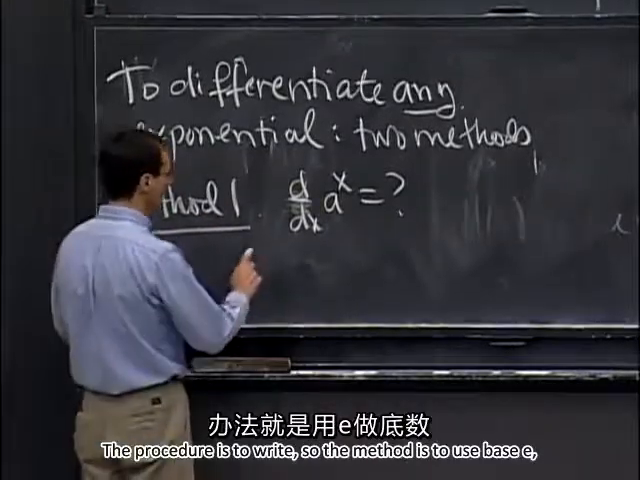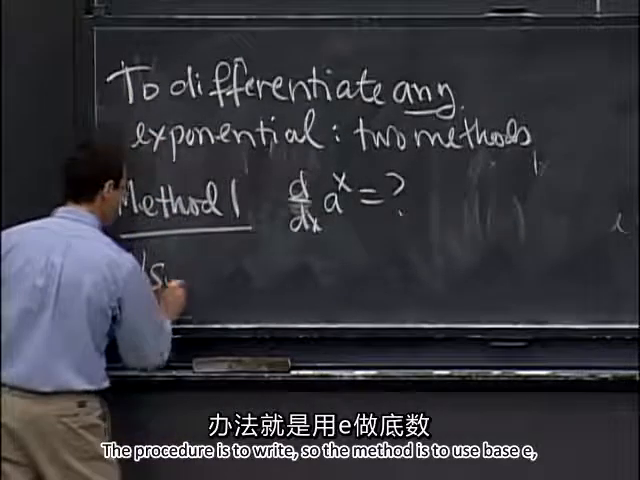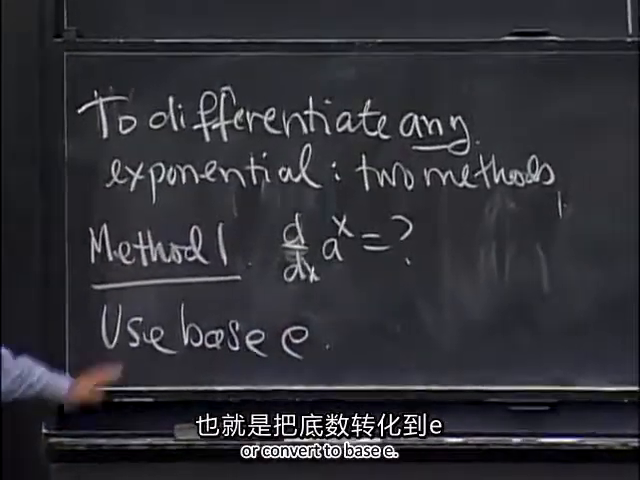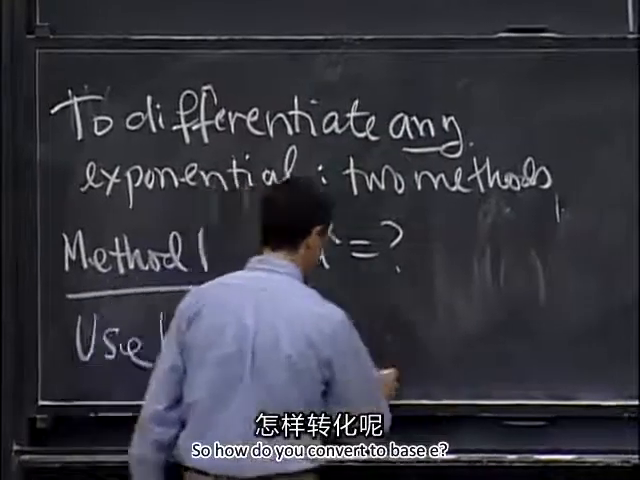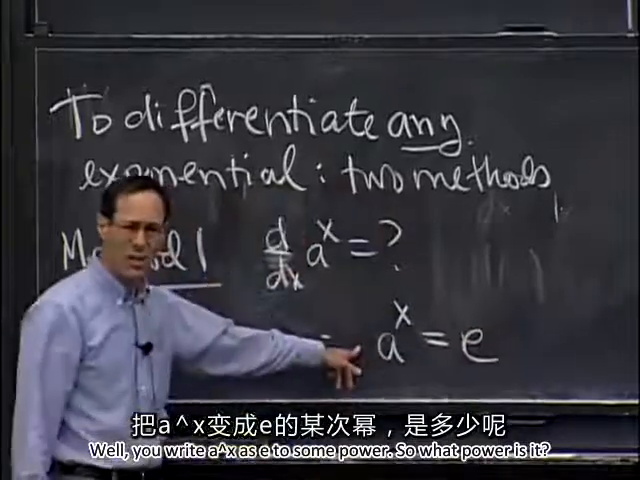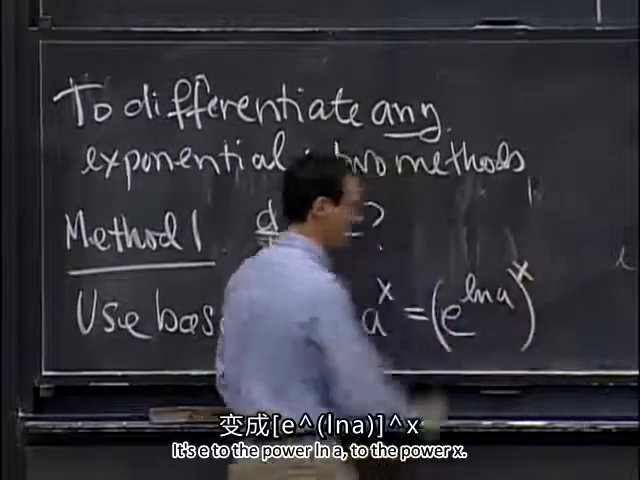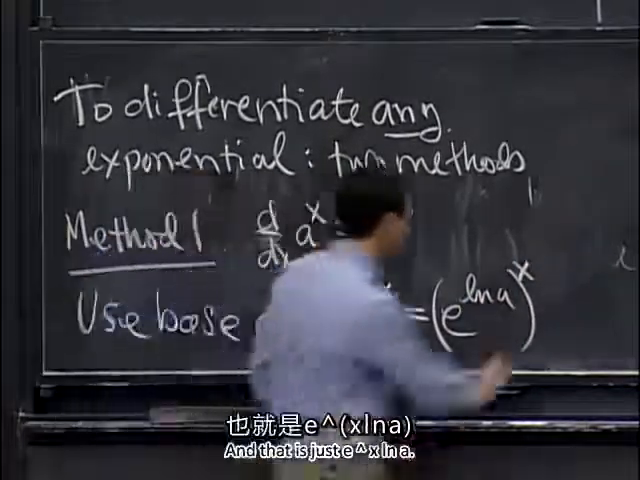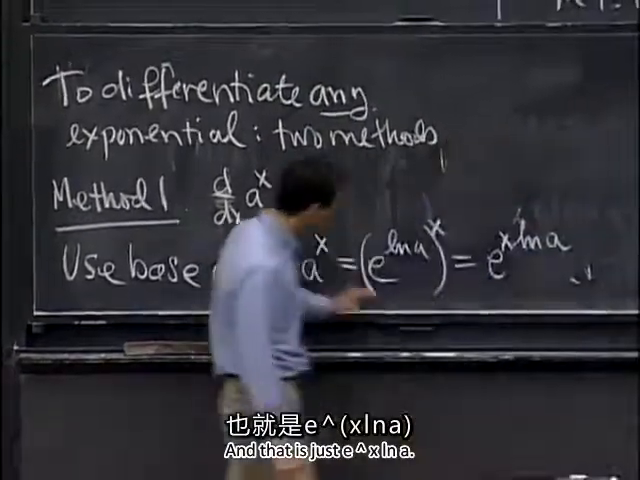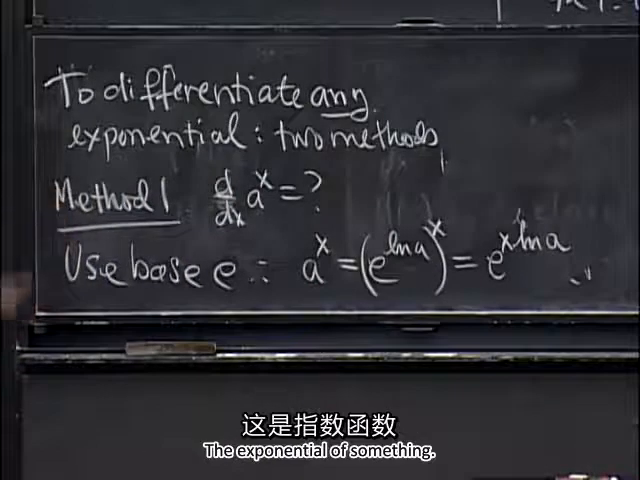The procedure is to use base e, or convert to base e. So how do you convert to base e? Well, you write a to the x as e to some power. So what power is it? It's e to the power log a, to the power x. And that is just e to the x log a. All right, so we've made our conversion now to base e, an exponential of something.